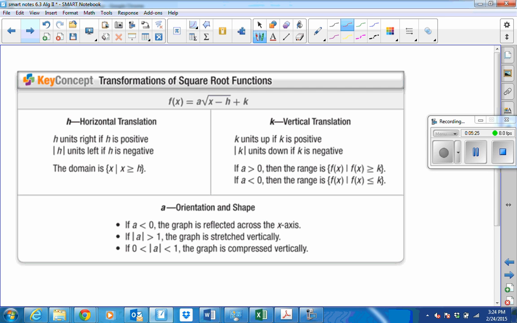And now you're seeing all those variables again, the a, the h, and the k. And these are going to have the same effect on this function as they did on our parabolas. K is going to shift the square root function up and down. H is going to shift the square root function left and right. And A is going to be our vertical stretch or shrink to the function.